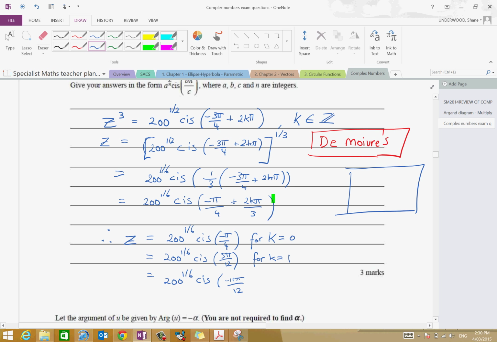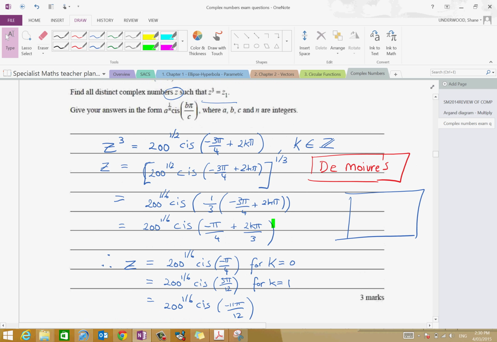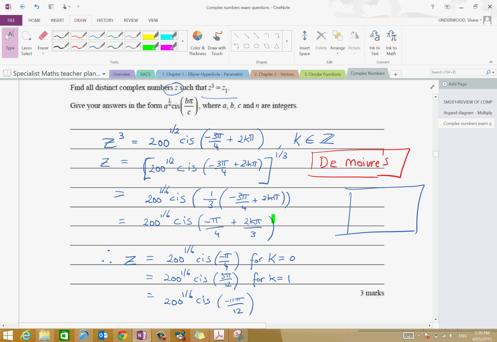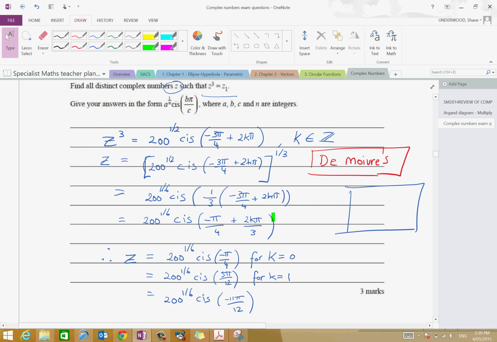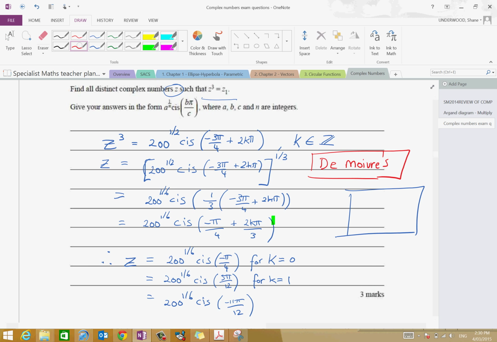Now, we've got to ask ourselves the question. Give your answers in the form of that, where, so therefore B is actually, so we don't have to state what A, B and C are because they're different. All right? So my answers are that. Now I want to make sure, is that what would give us full marks?